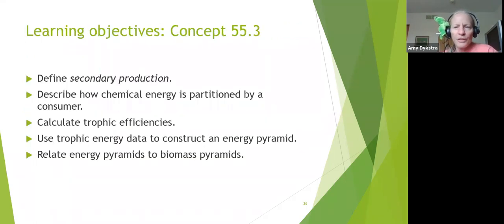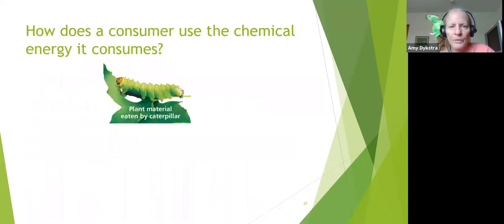Now we want to move into the next concept, concept 55.3. And now that we've talked about primary production, we're going to talk about secondary production. So secondary production is the biomass that is accumulated by the consumers. And then we're going to look at how that chemical energy gets partitioned by a consumer. How does that consumer use the energy that it is taking in by eating a producer? And then we'll relate that to energy pyramids.